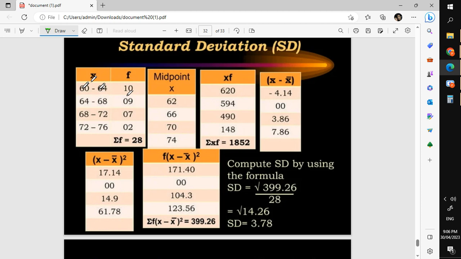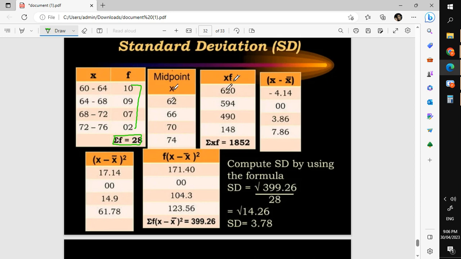60 plus 64 divided by 2, that's 62. 64 plus 68 divided by 2, that's 66. 68 plus 72 divided by 2, that's 70, and so on. And then for the frequency, imo lang na siya i-add, you will have 28 in here. Then once you get the midpoint, you multiply the second column to the third column to have your entry on the fourth column.